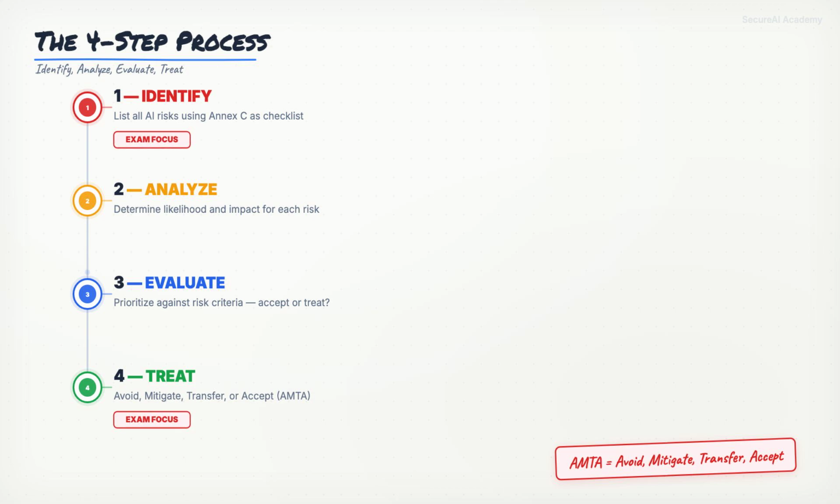Step 3. Evaluate. Prioritize risks against your risk criteria. Which risks are acceptable? Which need immediate treatment? Step 4. Treat. Choose your response. Avoid the risk, mitigate it with controls, transfer it through insurance, or accept it with justification.